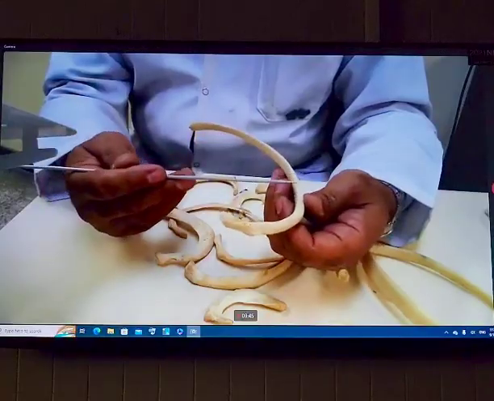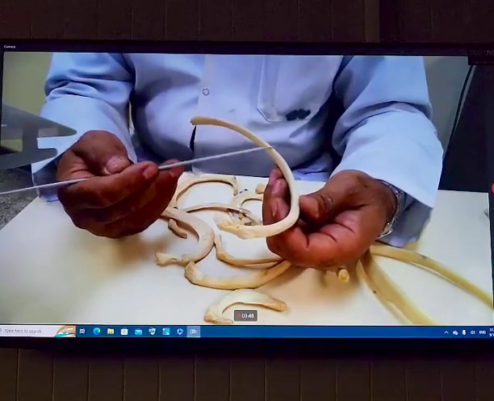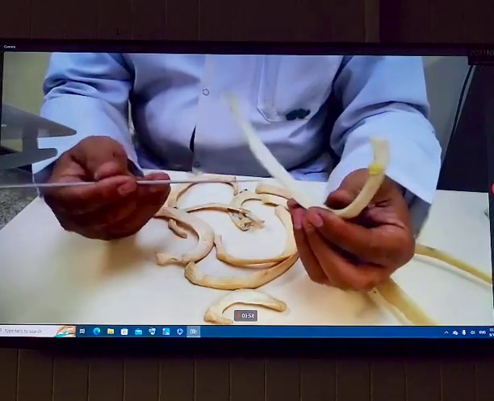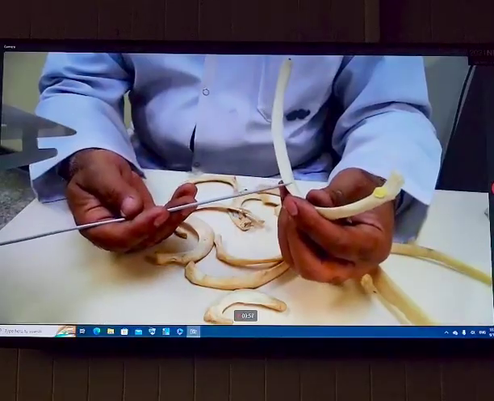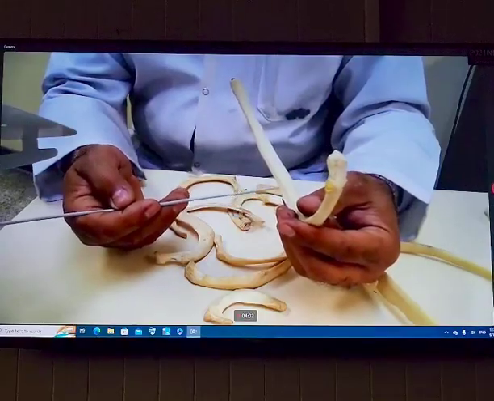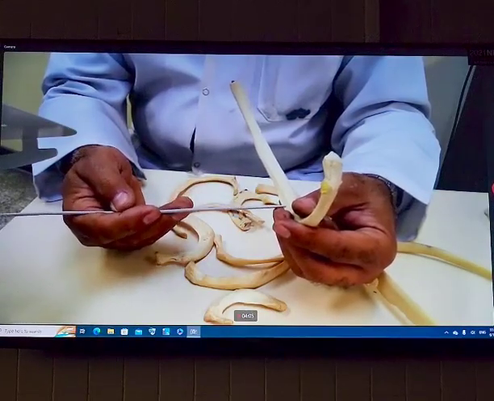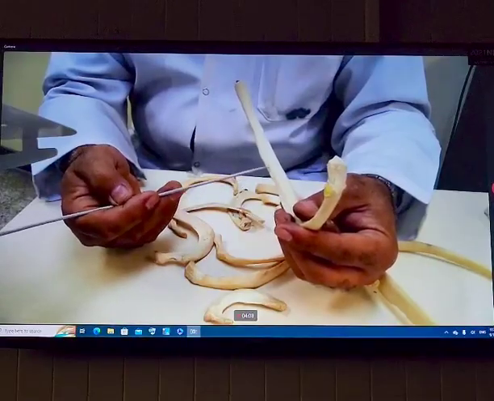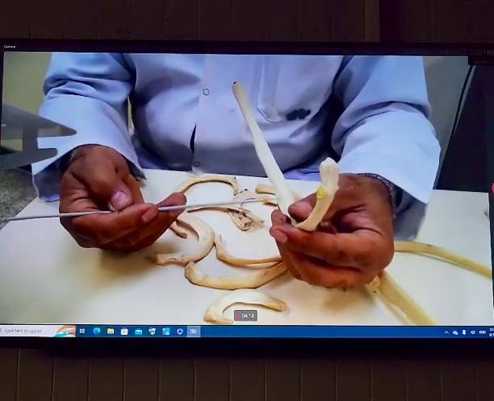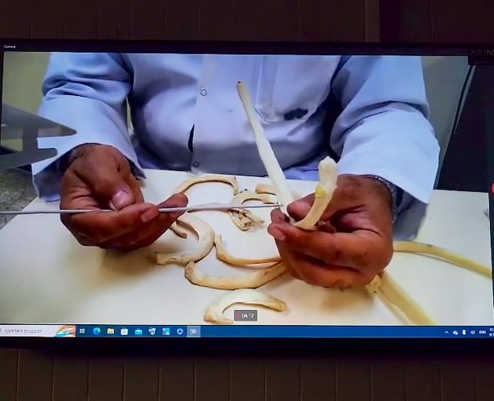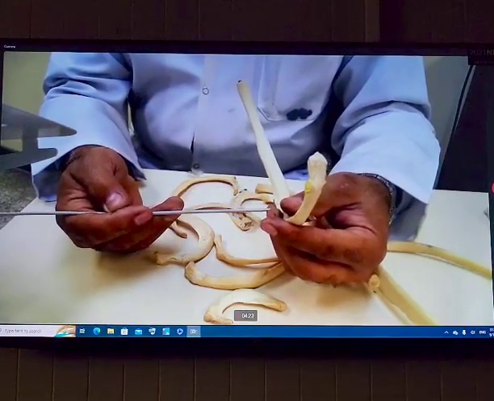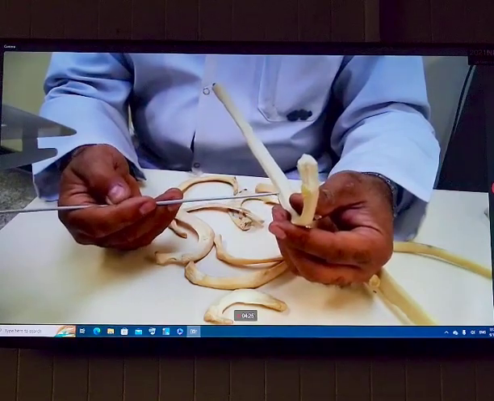Also, you can see that the upper border of the shaft of the typical rib is rather rounded, while the lower border is rather sharp, because the inside of the lower border of the shaft shows a groove, which is called the costal groove, containing the neurovascular bundle, which are intercostal nerves and vessels. So because of these features, this is a typical rib.